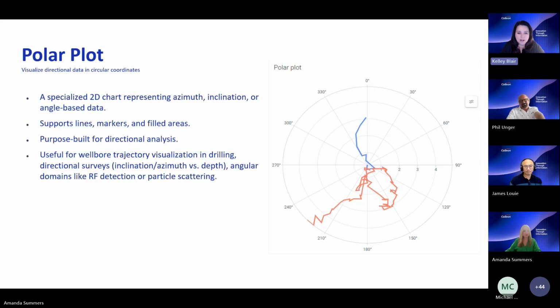We also have some other new visualization types, polar plot being one of these. This is a specialized two-dimensional chart for visualizing data, as you can kind of see here with the shape of this, in a circular coordinate system. It provides support for lines, markers, and areas. You might have seen something similar with a spider chart, but unlike the spider chart, for categorical comparisons, the polar plot is purpose-built for directional analysis.